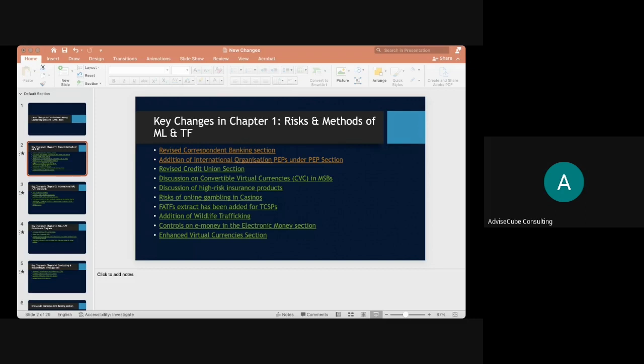You guys can hear me clearly, and the screen is visible? Yeah, both are fine. Okay, excellent.